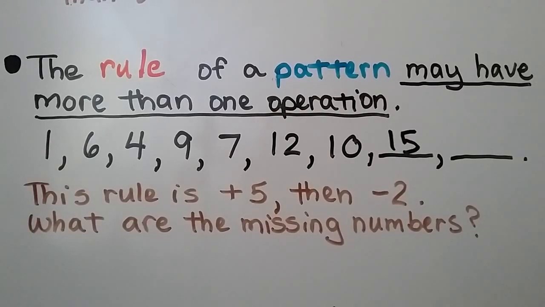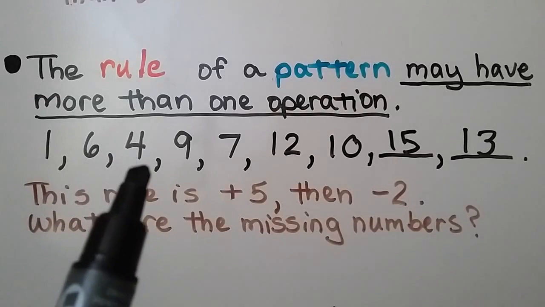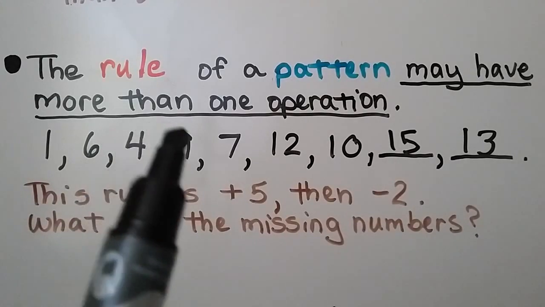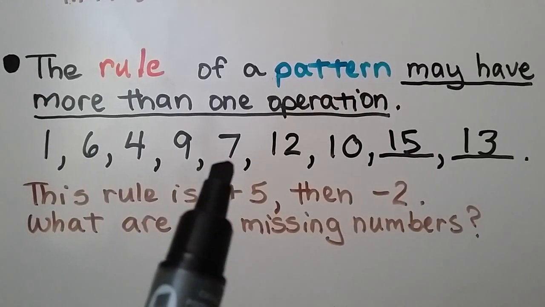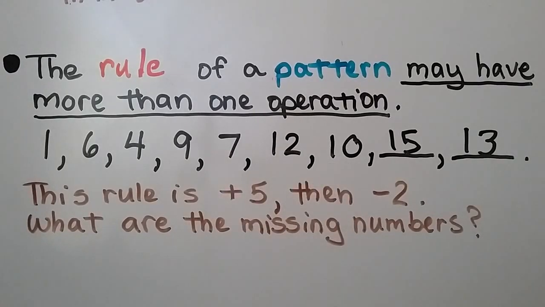The second operation for the rule is to subtract 2. So 15 minus 2 is 13. There were 2 operations in the rule. So this was the first operation. Then we did the second operation. Then we did the first operation, then the second operation. First operation, second operation.